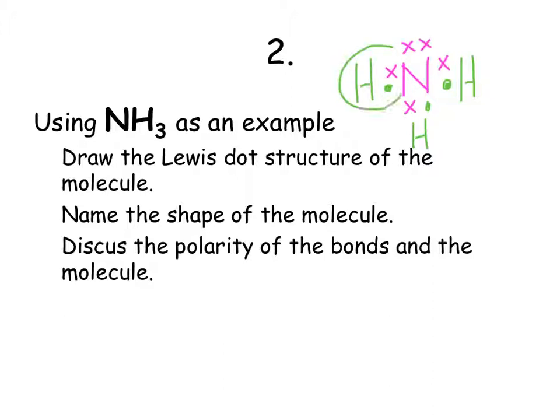And we then show the sharing of electrons. Those hydrogens believe they have 2, so they think they are like helium, and that nitrogen believes that it has 8 and believes that it is neon.